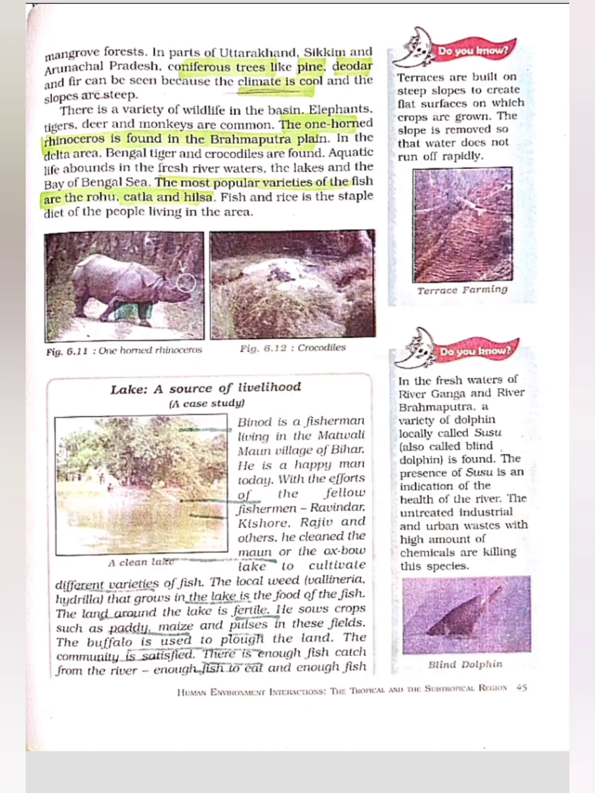And a variety of landforms are found and it covers many parts. Some parts are also covered with mangrove forest. In parts of Uttarakhand, Sikkim, and Arunachal Pradesh, coniferous trees like pine, deodar, and fir can be seen because the climate is cool and the slopes are steep.